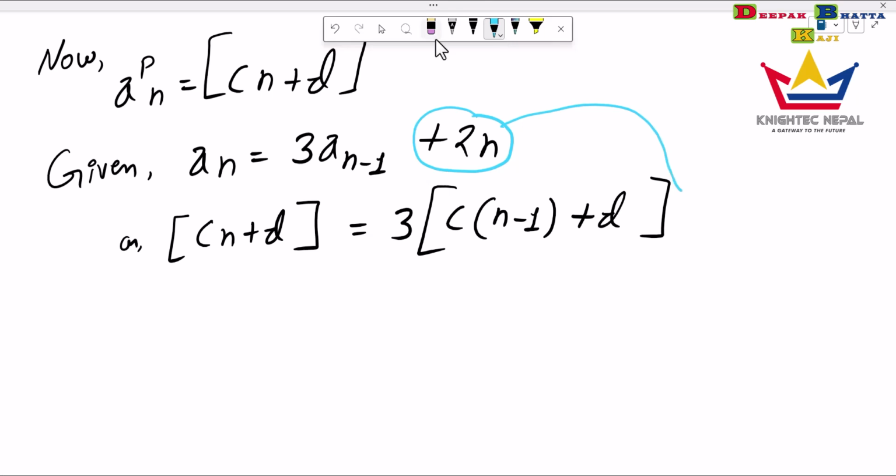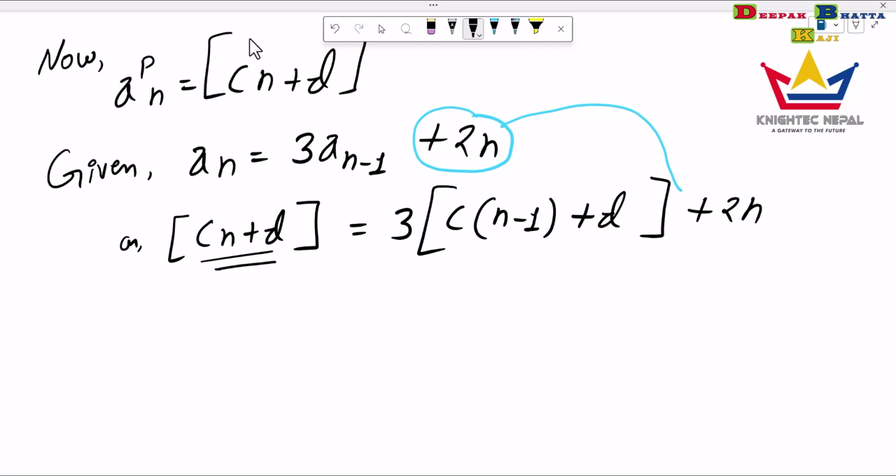So plus 2n. So we are putting a_n equals Cn plus d. So a_n here is Cn plus d from the formula, and 3a_(n-1). So put this 3 as it is. For a_(n-1) we need to write C(n minus 1) plus d. So here n minus 1; as we have shown, n minus 1. So Cn plus d, n means n minus 1, so here we use n minus 1, right?